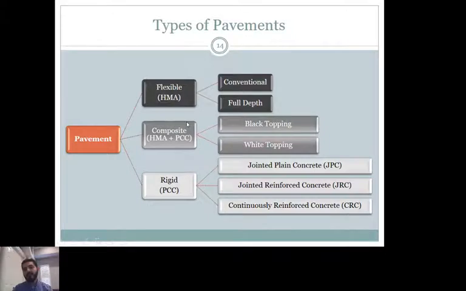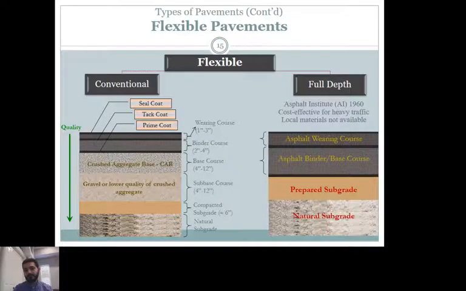Or I can have somewhere in between, which is the composite section. The composite section is a mix between hot mix asphalt and PCC. I can have a black topping, meaning hot mix asphalt with a PCC layer beneath it, or I can have a white topping, where the PCC layer is on top and underneath there is a hot mix asphalt layer.